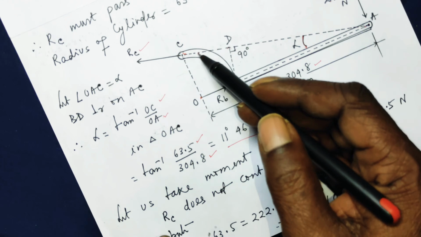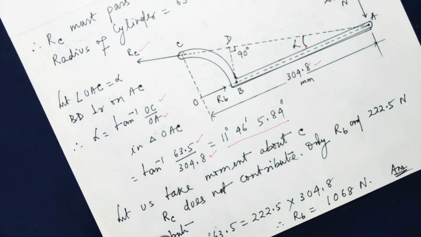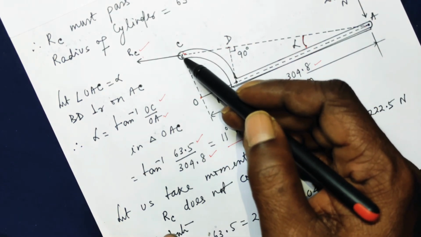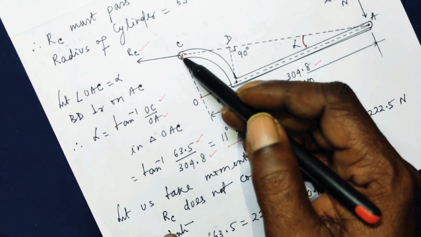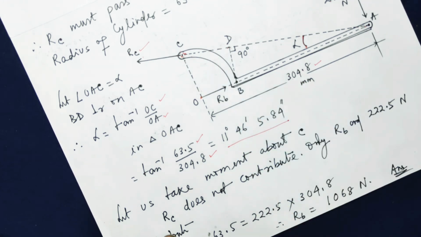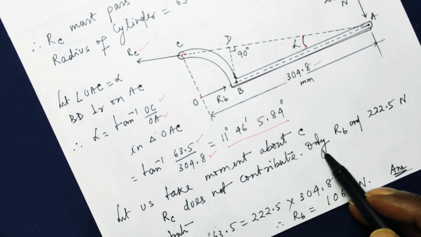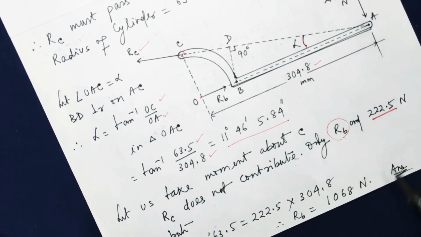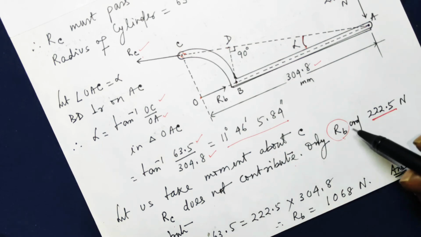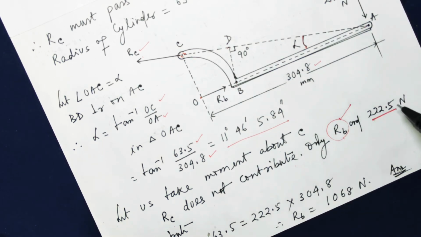If you consider point C, RC, the reaction force at C, is passing through the same point. Means RC does not have a perpendicular distance, taking C as the moment center. So RC will not contribute any moment, means turning effect about point C. RC does not contribute, only RB contributes, and this vertical load contributes to the moment at point C. Then we must know the perpendicular distance of RB from point C and the perpendicular distance of this force from point C.